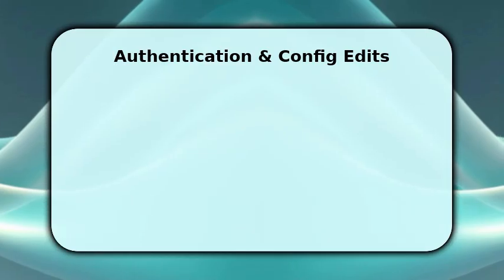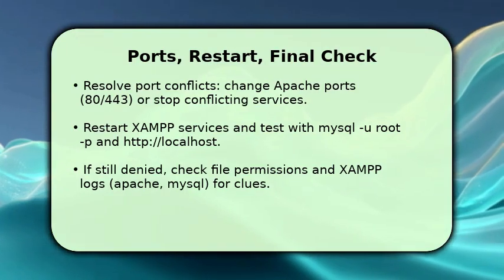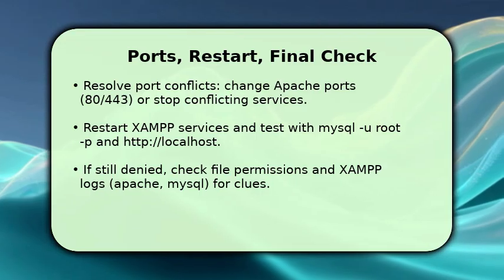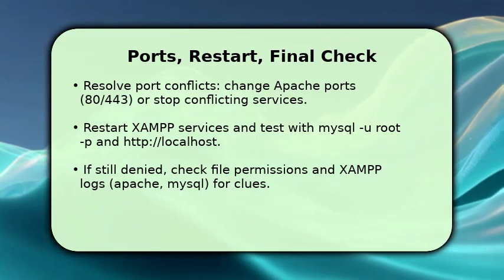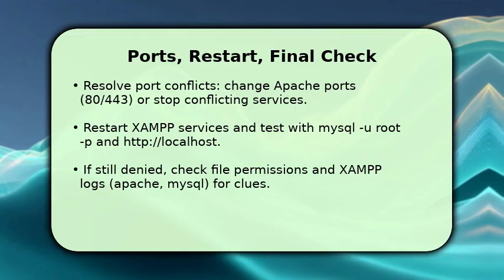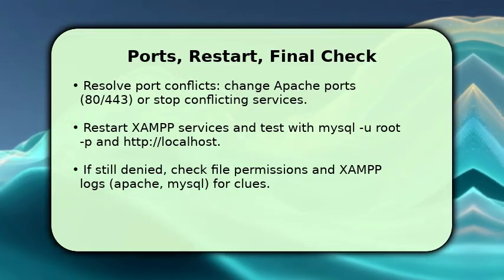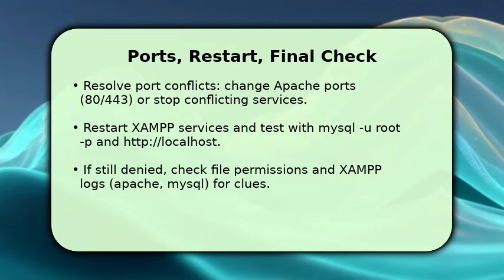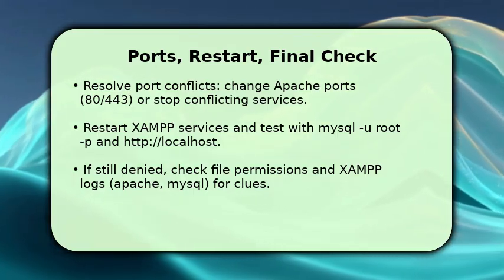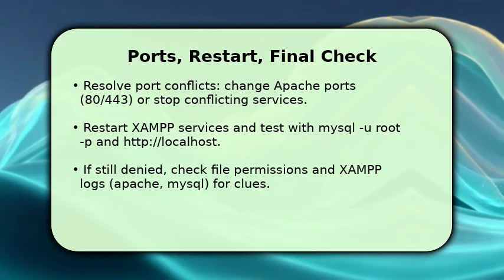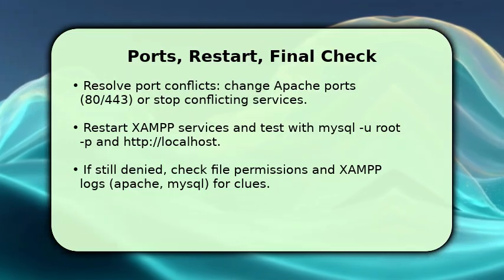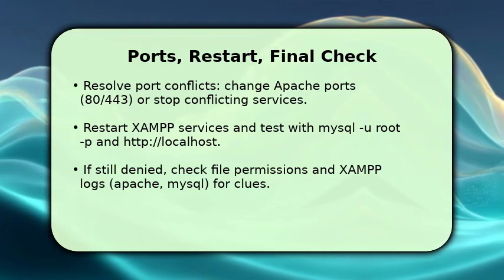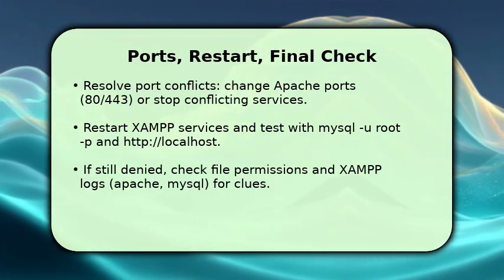If Apache can't start, change ports from 80/443 to alternative values or stop services like IIS that claim those ports, then restart XAMPP. Test MySQL with mysql -u root and open http://localhost to verify Apache. If access is still denied, inspect file system permissions for XAMPP folders and read the Apache and MySQL logs. Those entries explain persistent failures.